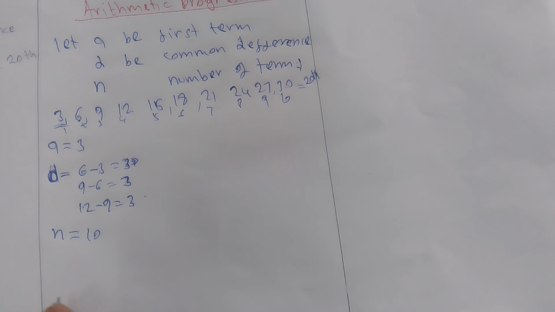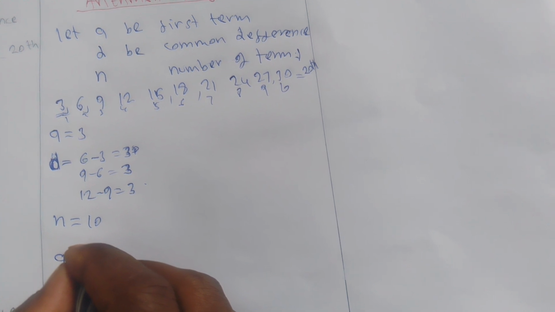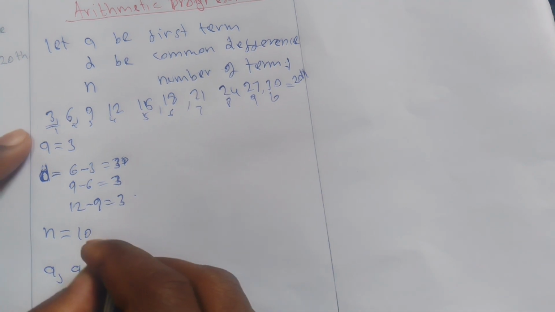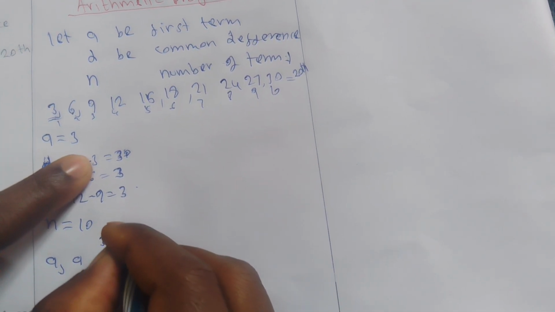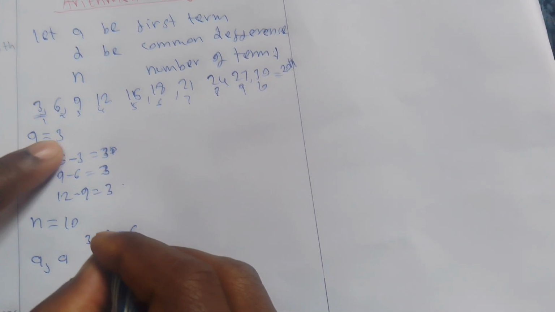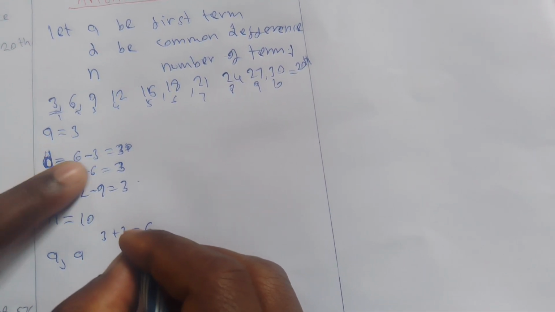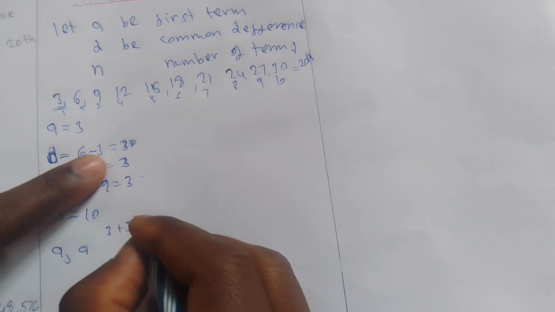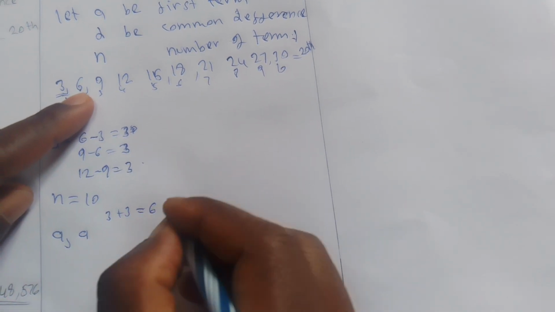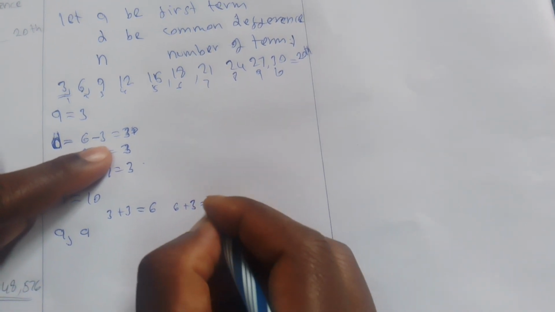In terms of equation, our a remains the first term. But now our second term is a, let's take 3, plus the common difference, which is 3, and that will give us the second term, which is 6. At the same time, if you take the second term 6 plus the common difference 3, it will give us 9.